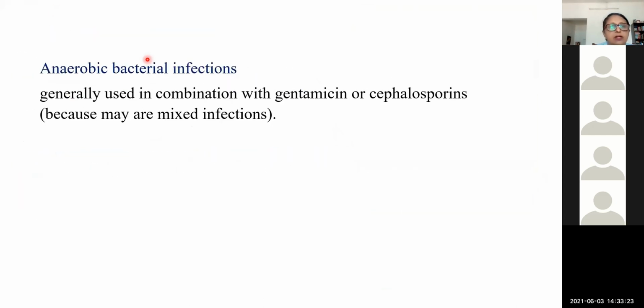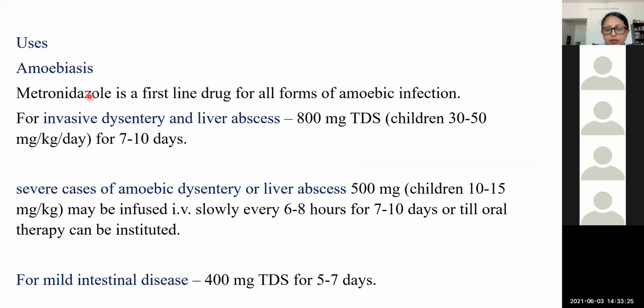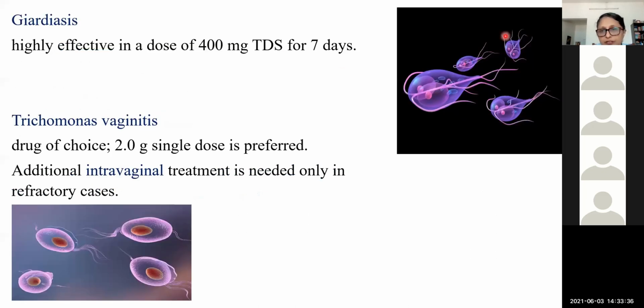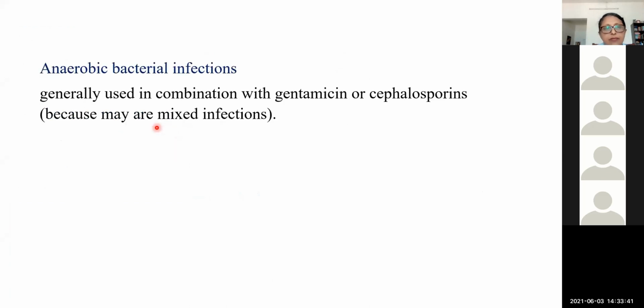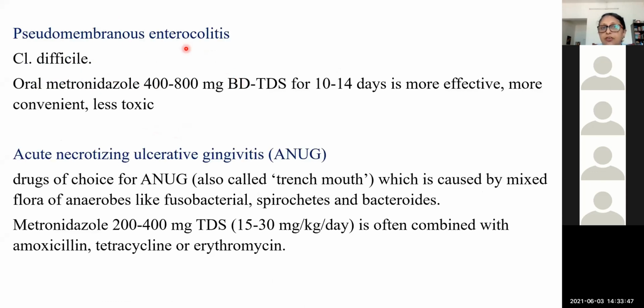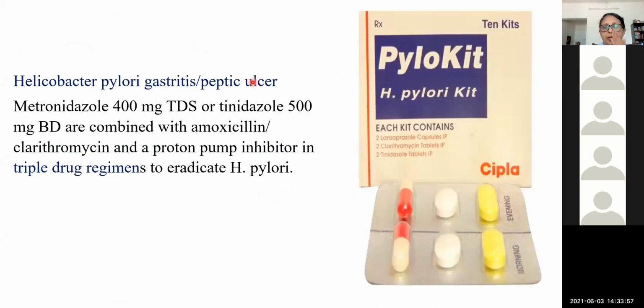So once again, I'll show you the uses. We are using metronidazole for amoebiasis, number 1. It may be mild intestinal or invasive extraintestinal amoebiasis, liver abscess. It is used for giardiasis. It is used for trichomonas vaginitis. Then anaerobic bacterial infections, pseudomembranous enterocolitis caused by Clostridium difficile. Then acute necrotizing ulcerative gingivitis, or trench mouth, and peptic ulcer caused by Helicobacter pylori.